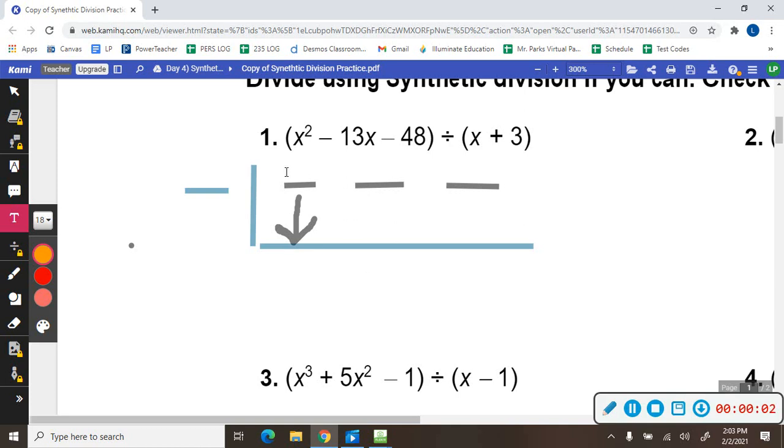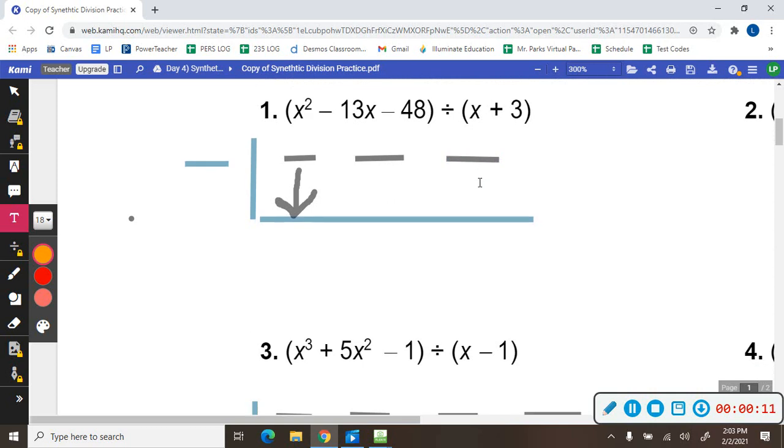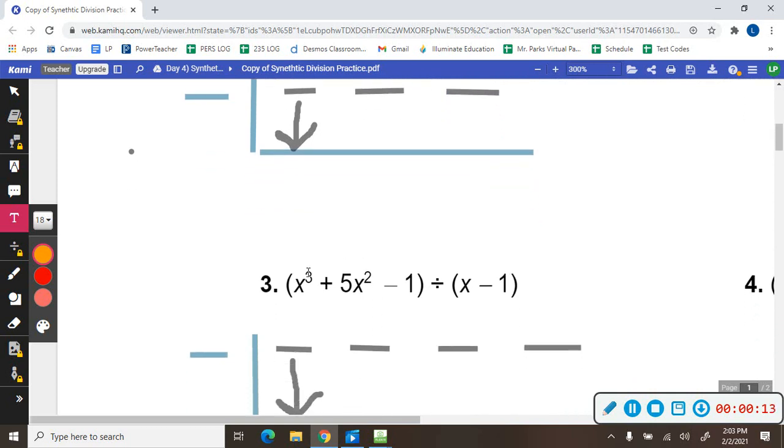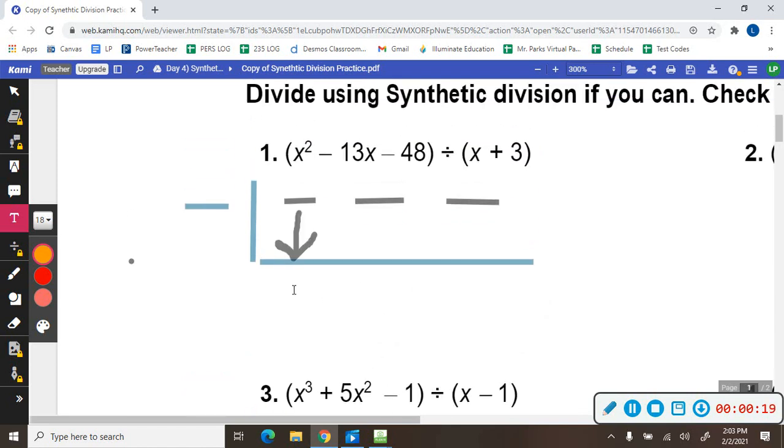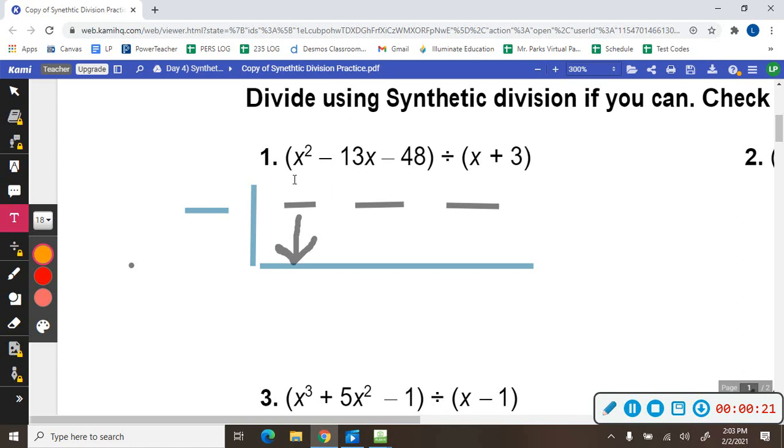So we're going to divide using synthetic division. On number 1, we have x to the second power. That's why I put 3 boxes here. On number 3, we have x to the third power, so you put 4 boxes there. It's always one more than the degree. You copy down the coefficients.